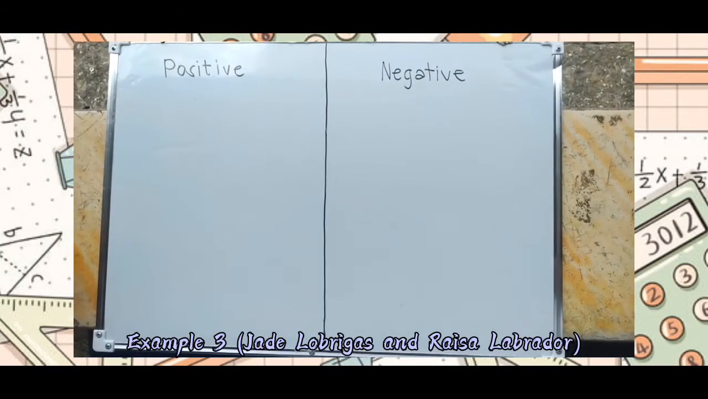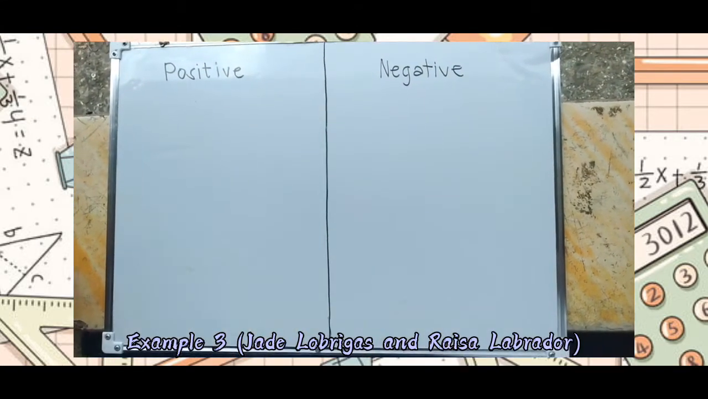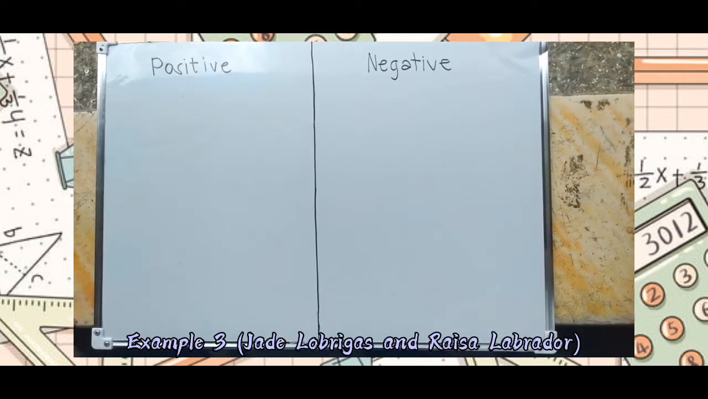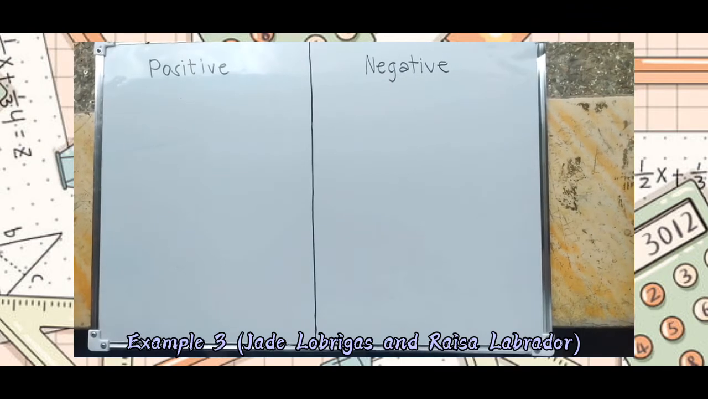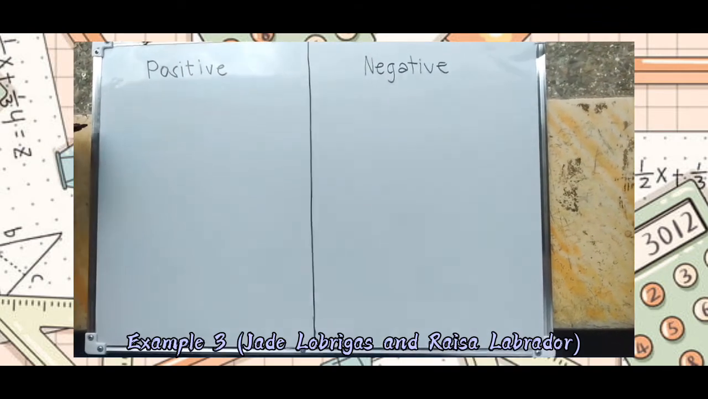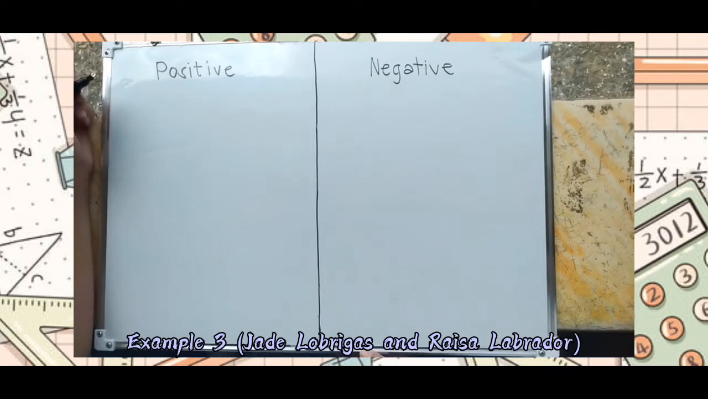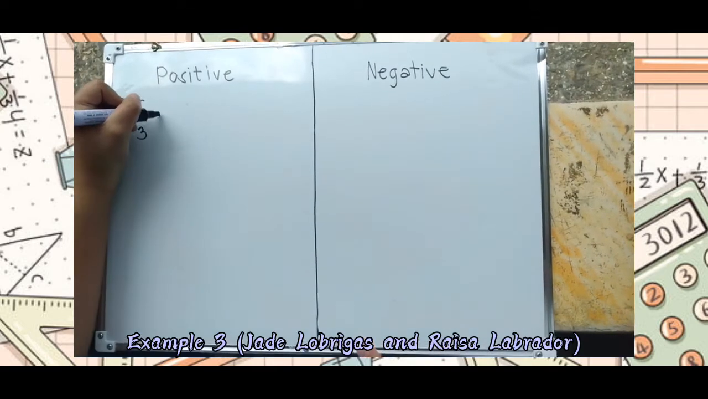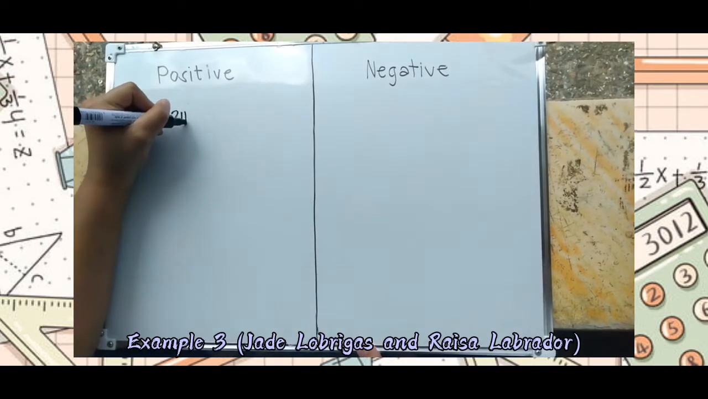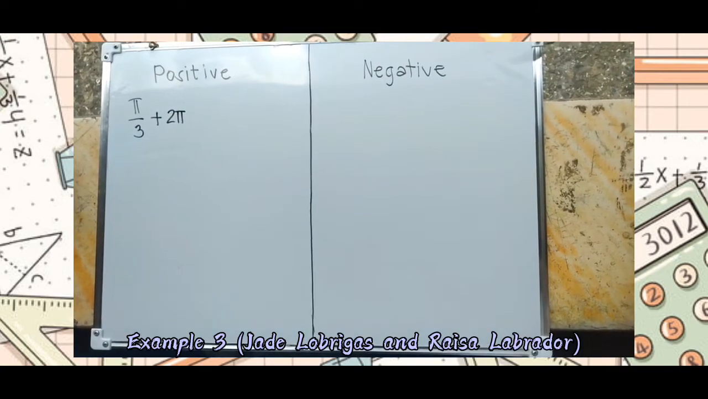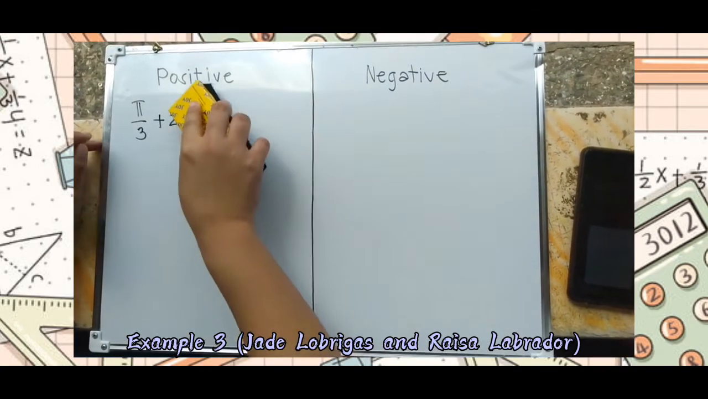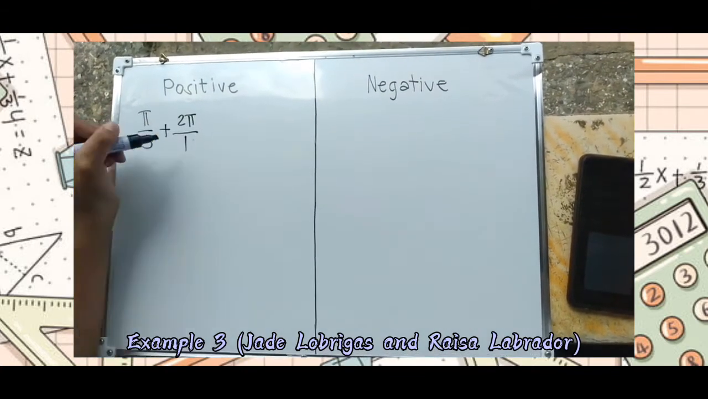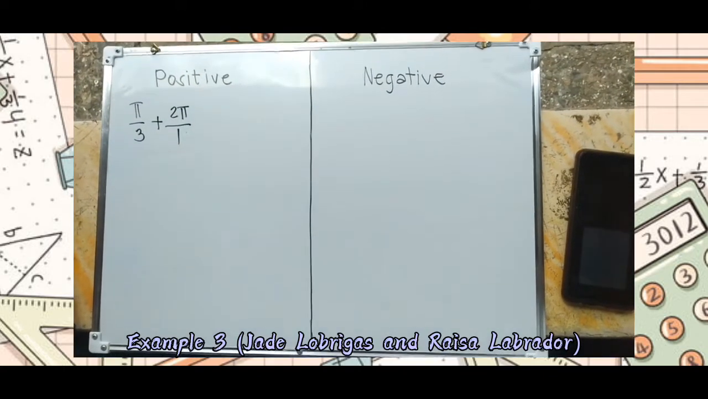So, the next problem is finding the positive and negative coterminal angles in radians. It can simply be solved by adding and subtracting 2 pi to find the positive and negative coterminal angles. For example, find a positive and negative angle coterminal with a pi over 3 angle. So the first step, find their LCD, or the least common denominator, which would be 3. And we know that 2 pi has a denominator of 1, so it would be 2 pi over 1.